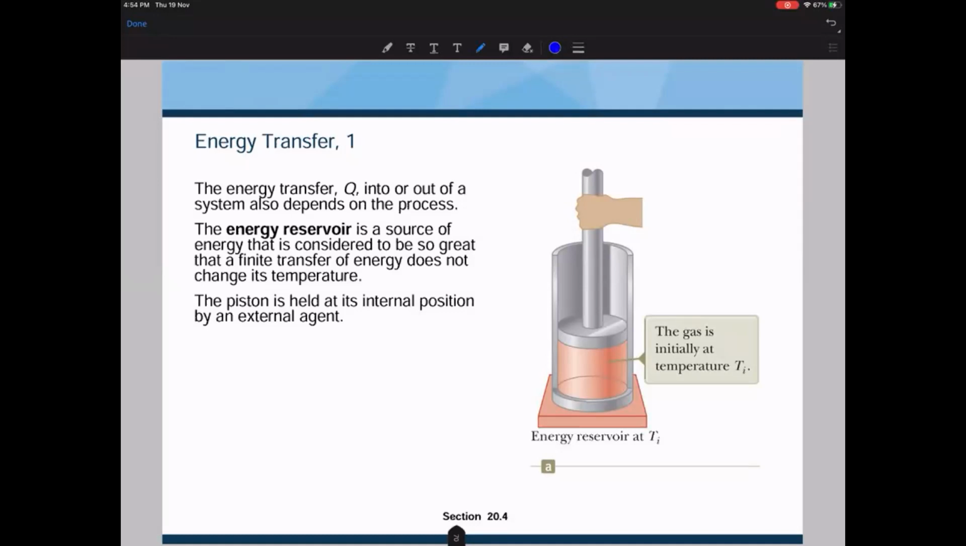Of course, when heat energy is added into the gas, you consider the gas as the system. So if the heat energy is added into the gas, Q is positive. If the heat energy is extracted out from the gas, is removed away from the gas, then Q would be negative.